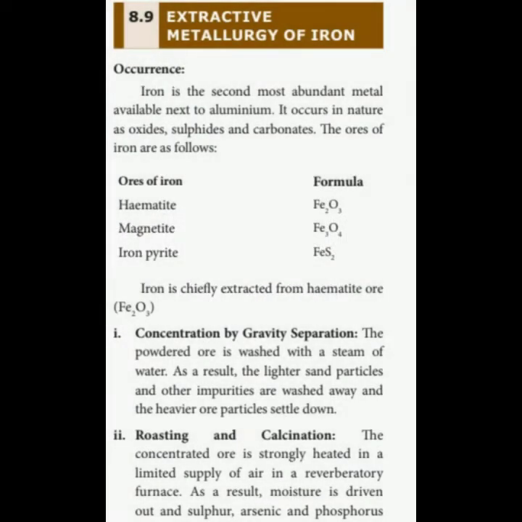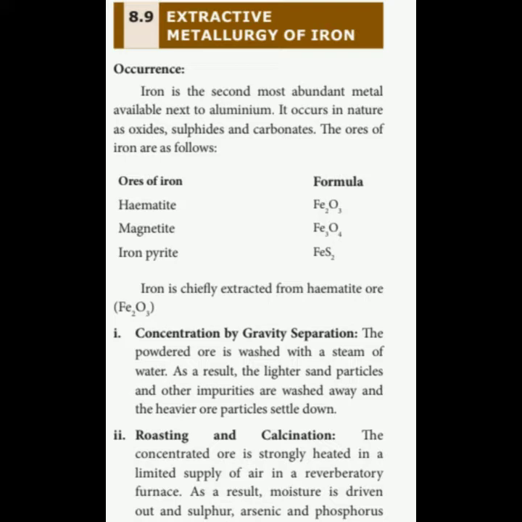Hello students, in this video we are going to see about the extraction of iron, that is, the metallurgical process of iron: how iron is extracted from its ore and converted into a pure form of iron. Now, occurrence. Iron is the second most abundant metal available, next to aluminium. The first most abundant metal is aluminium and the second most abundant is iron.